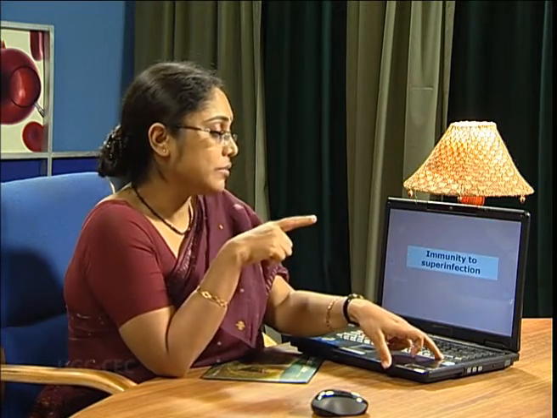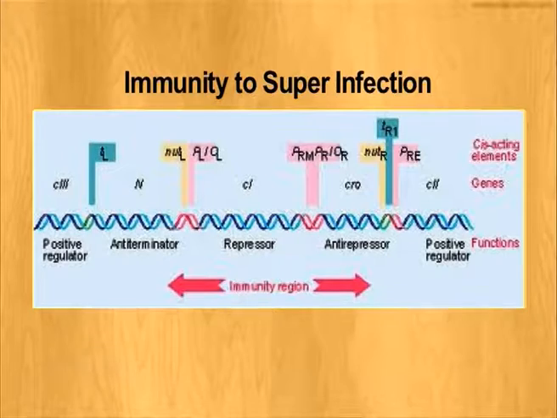And the presence of C1 in a cell will block the operator regions of another lambda genome. If another lambda genome infects the same cell having a prophage, then its genome will be blocked by the C1 protein. This is called immunity to superinfection. This is called the immunity region, since all the operator regions are present here.